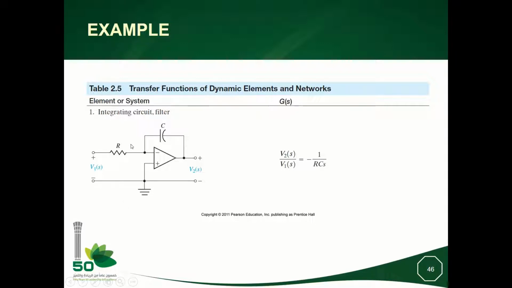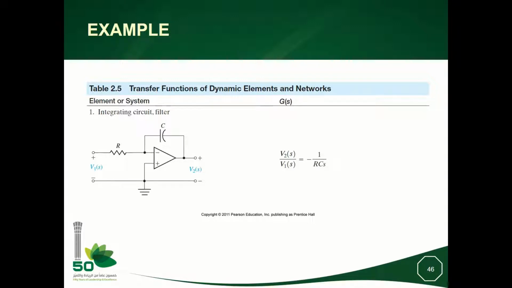So here we have two basic components, a resistance and a capacitor. And first of all, we will replace the capacitor by its impedance. And we know that the impedance of a capacitor is 1 over j omega C.